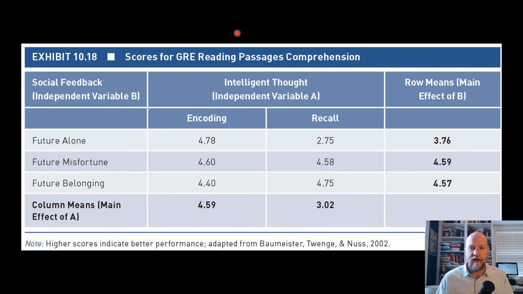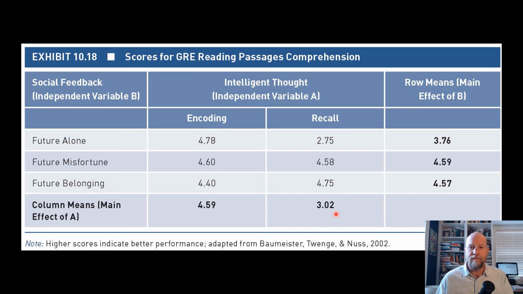So this is the data from that study. Of course, remember what we said. This is columns and rows, right? We have independent variable A, which is encoding or recall. Did it happen before or after you had to take the GRE questions? And then you have the three levels of independent variable B: future alone, future misfortune, future belonging. So these are all the individual cells. These are the 6 cells here that are created by that 2 by 3 combination. These are the means for encoding versus recall.